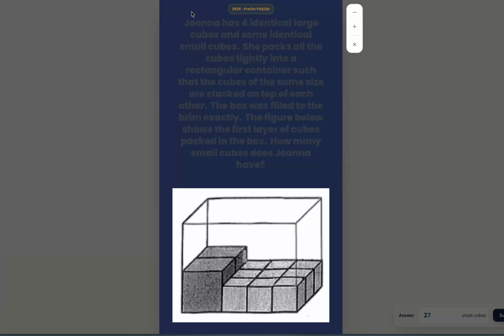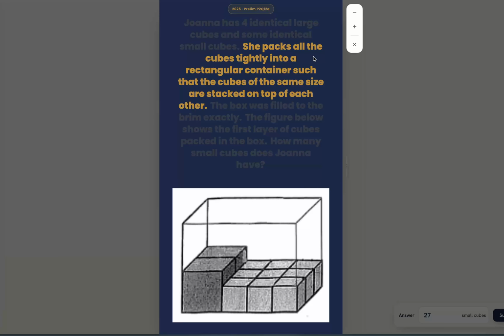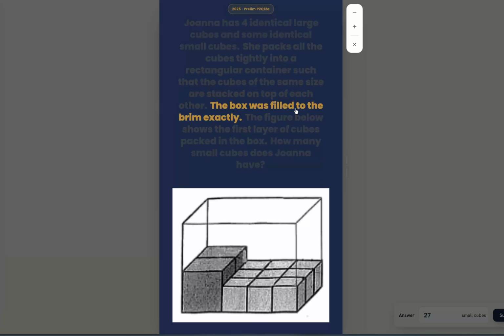Question 12, part A. Joanna has 4 identical large cubes and some identical small cubes. She packs all the cubes tightly in a rectangular container such that the cubes of the same size are stacked on top of each other. The box was filled to the brim exactly. The figure below shows the first layer of cubes packed in the box. How many small cubes does Joanna have?